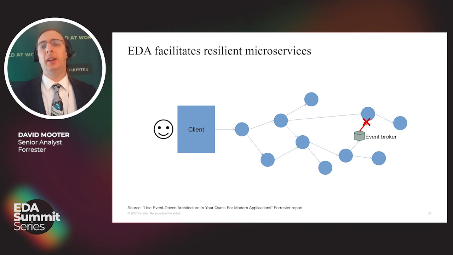And so the client is unaffected, does not even know there's an outage. And of course, when the service is restored, then the microservice will catch up with the events it hasn't read while it was offline. So there's a bit of a self-healing capability here as well.